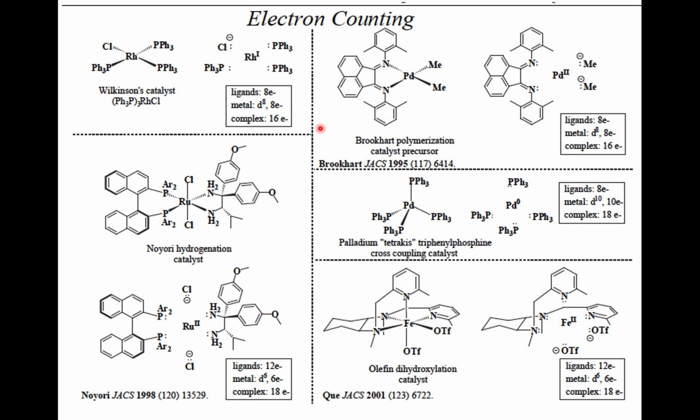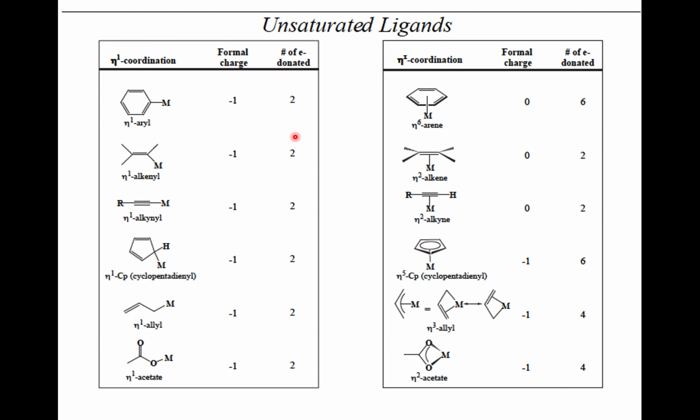You should go through and do this for yourself for these others. Just make sure that it makes sense to you which ones are charged and which ones are neutral. We talked about a lot of these. So these are all unsaturated ligands. That means they have either a double or triple bond somewhere in the ligand.